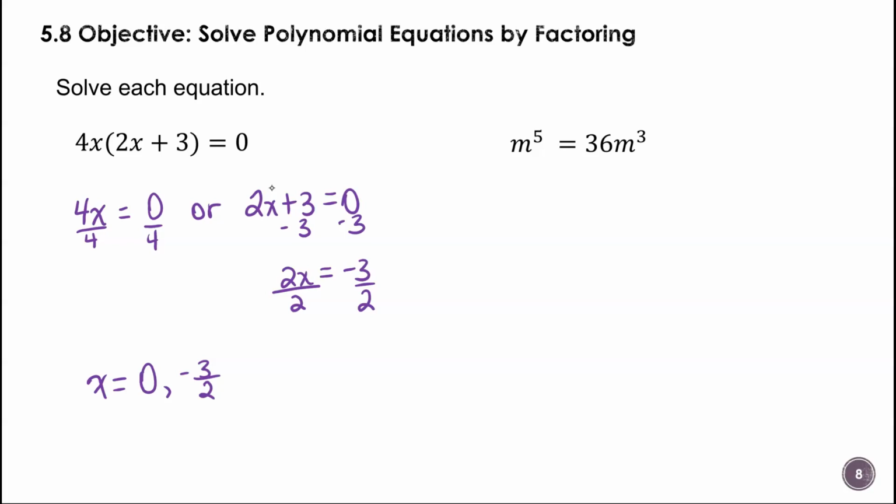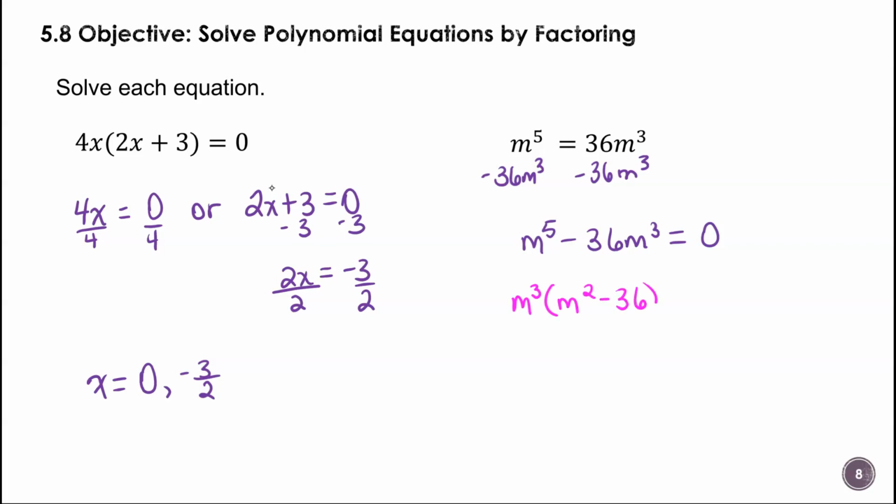On the next one, this one is not set equal to 0, so we would have to subtract 36m to the third from both sides. Those are not like terms, so we're going to write them separately: m to the 5th minus 36m to the third, and that's equal to 0. Now this one happens to have a common factor, and our common factor is m cubed. So I'm going to factor out an m to the third power. That leaves me m squared minus 36.